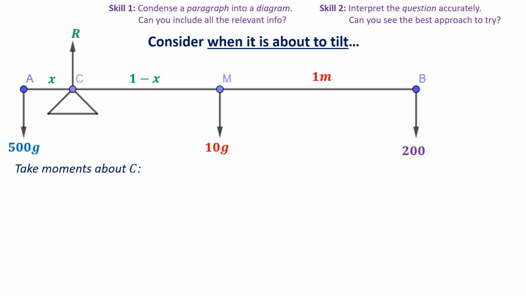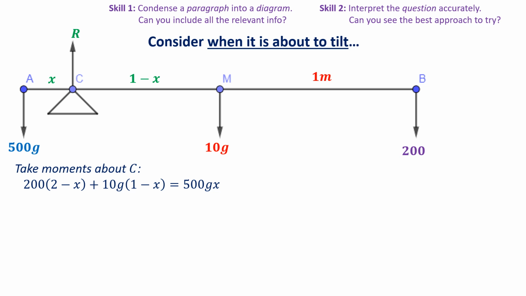That's a useful place to take moments about, because there's no moment caused by the force of R acting at C, because it's a distance of 0 away. So R is neither trying to twist it clockwise nor anti-clockwise, because it's not to the left or to the right of that pivot point. And that means that when we look at the forces that do cause a moment, we only need to look at the forces that we actually know the value of. There's the 500G, there's the 10G, and there's the 200. And as long as we make sense of which of those are pulling which way, we can create our equation.